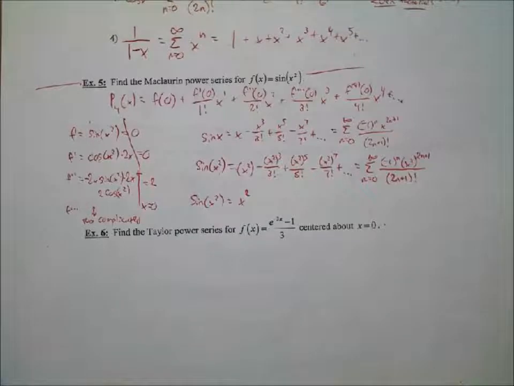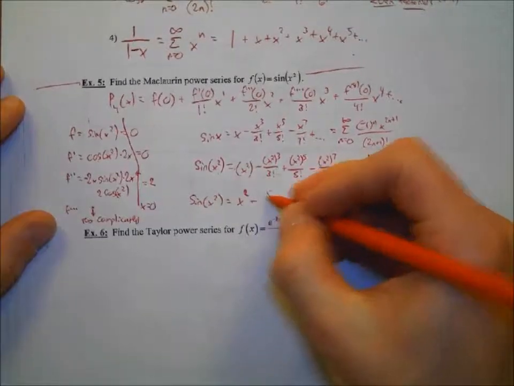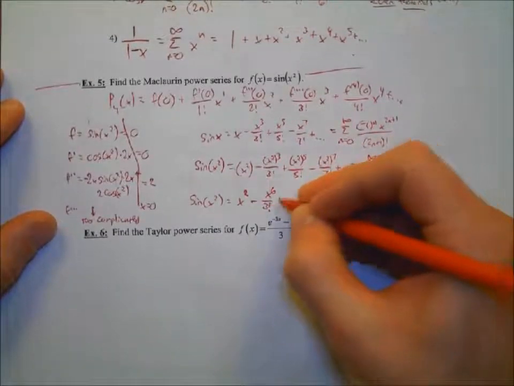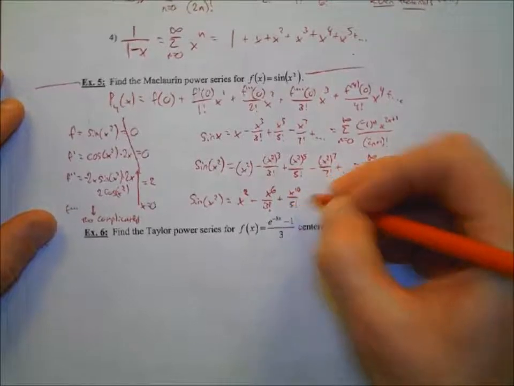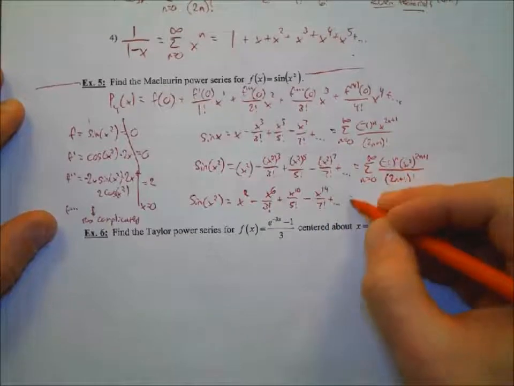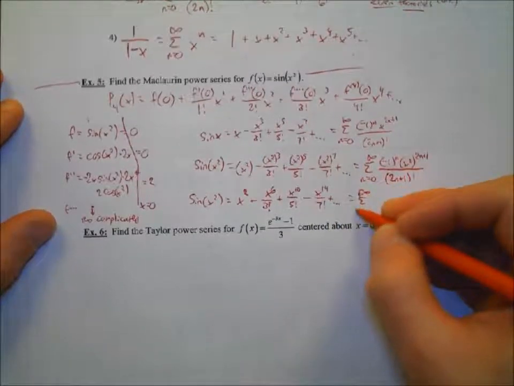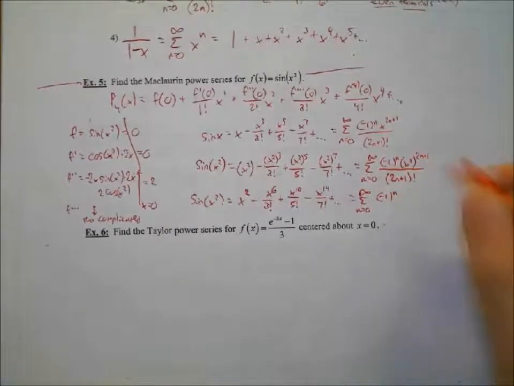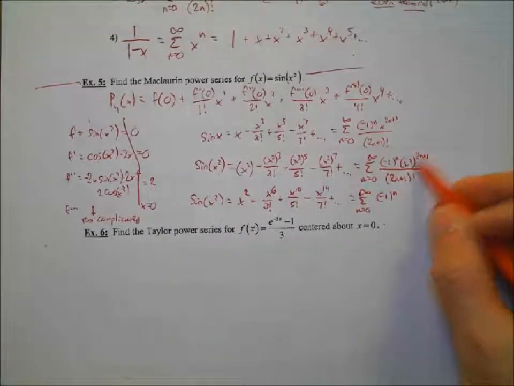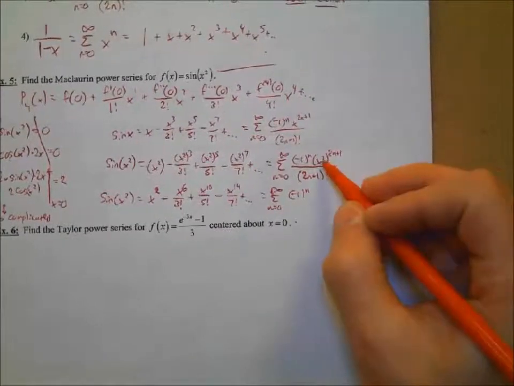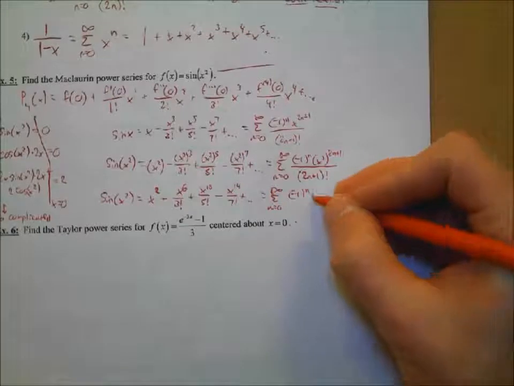We just do a quick substitution. So it becomes x squared minus x to the 6th over 3 factorial plus x to the 10 over 5 factorial minus x to the 14 over 7 factorial plus, again, you get the picture. And then we can simplify our summation here to still be negative 1 to the n. X squared to the 2n plus 1, how would that simplify in our series? X squared to the 2n plus 1 would be x to the what power?